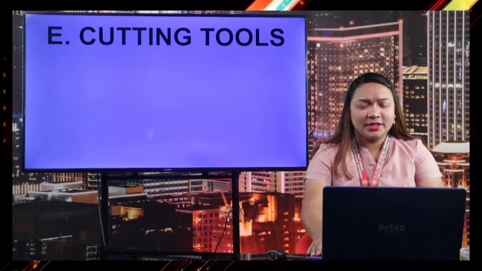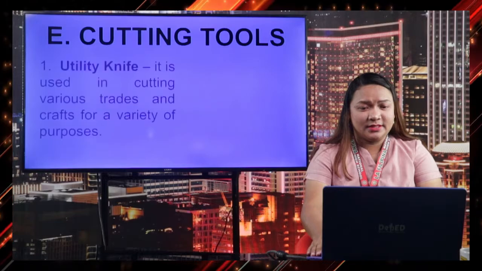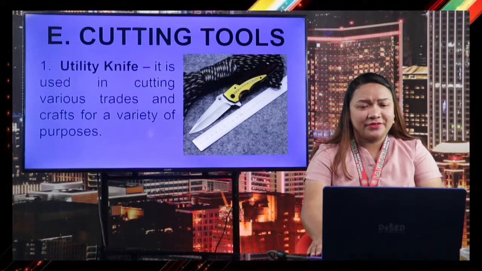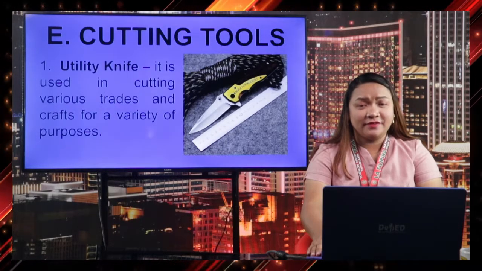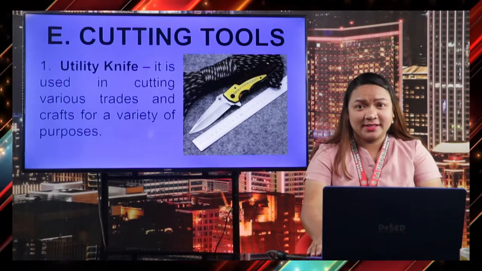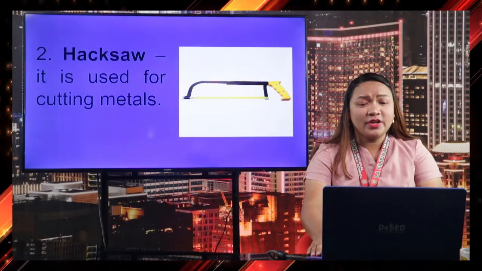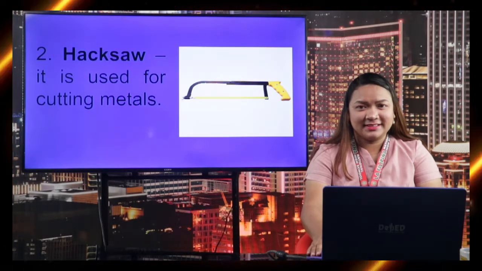Next category or type of basic hand tool is cutting tools. Cutting tools, we have utility knife. It is used in cutting various trades and crafts for a variety of purposes. Next, we have hacksaw. Hacksaw is used for cutting metals and armored cables.